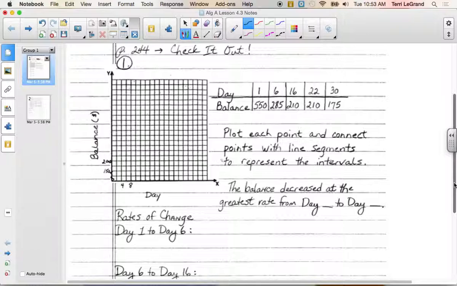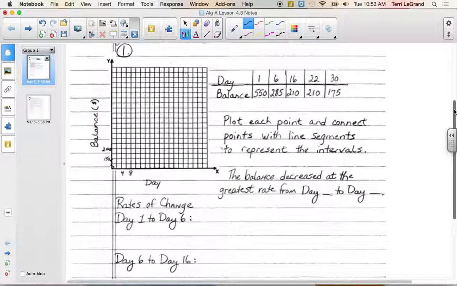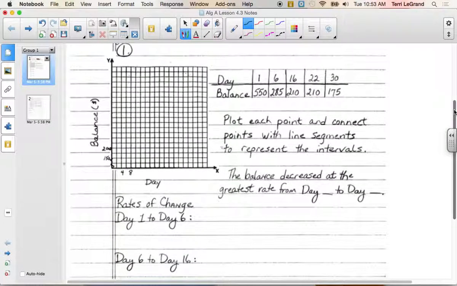Okay. Let's check it out, make sure we have them all right. Okay, so what we're going to do first is plot each point and connect the points with line segments to represent the intervals. Well, we can't plot the points until we decide what's going to be x and what's going to be y. And we've got to remember x is the independent variable and y is the dependent variable. So the first decision we have to make, these are dollars right here, and those are days. So do we want it to be days per dollar, or do we want it to be dollars per day? Which one makes more sense?